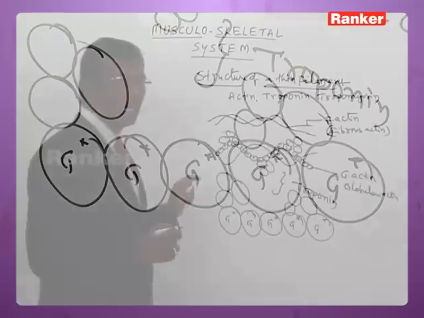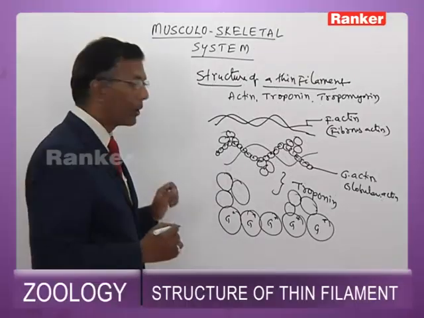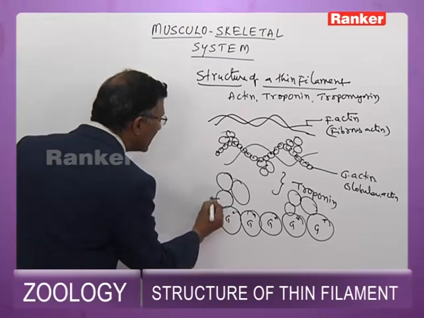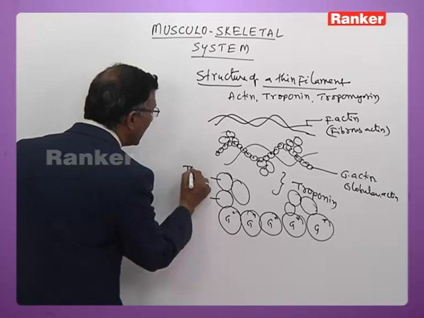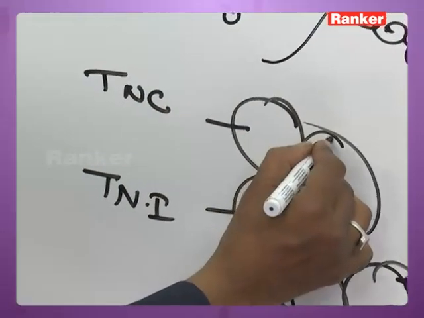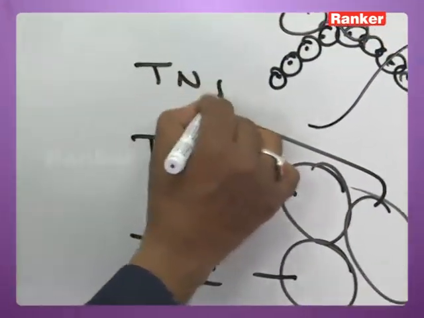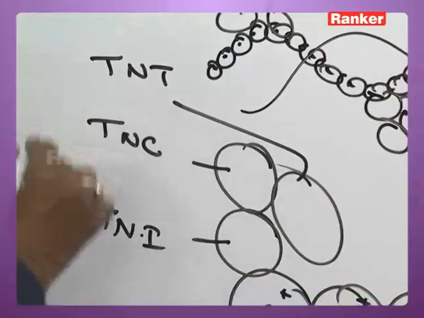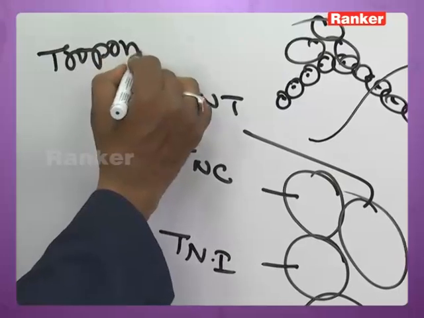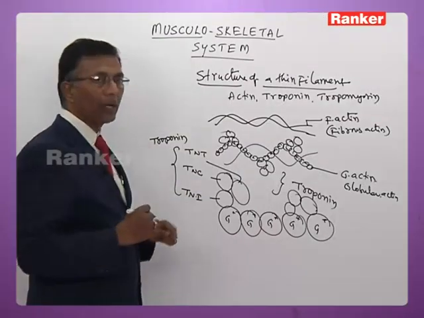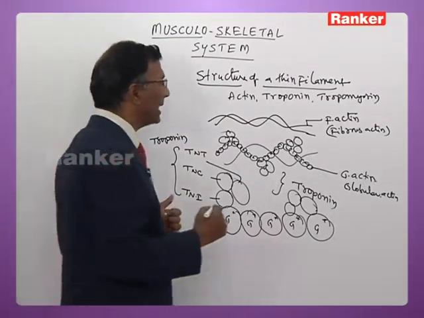Trimolecular protein is there. This trimolecular protein is the troponin. Now we shall name them. This is TNI, TNC and TNT. They are the three proteins that constitute the troponin complex. Now what is TNI?